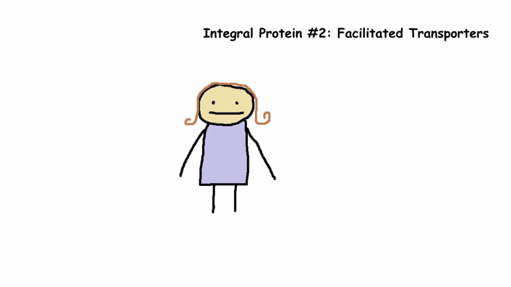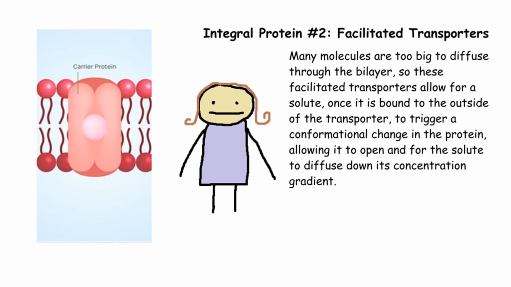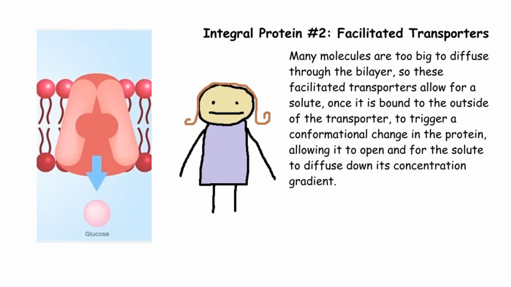Integral protein number 2, facilitated transporters. These are how glucose enters the cell. Many molecules are too big to diffuse through the bilayer, so these facilitated transporters allow for a solute, once it is bound to the outside of the transporter, to trigger a conformational change in the protein, allowing it to open and for the solute to diffuse down its concentration gradient through that protein.